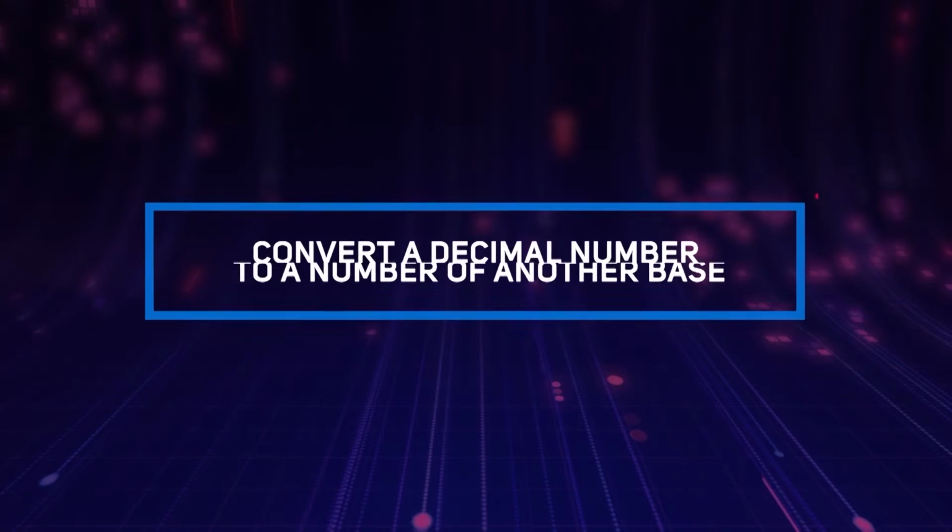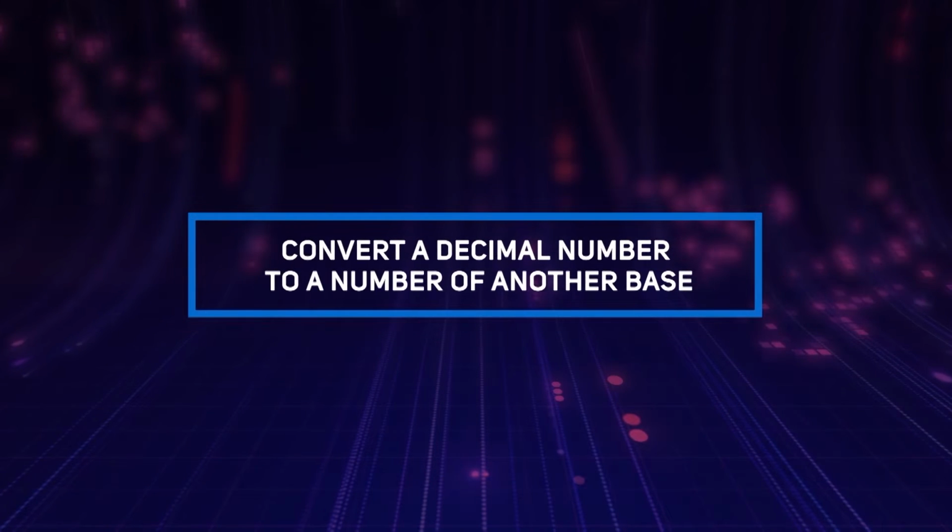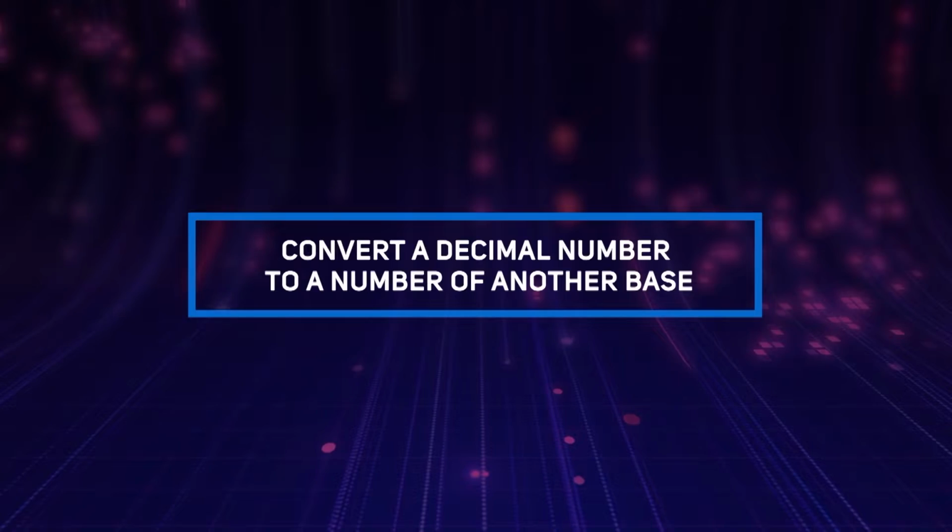Next, we will see how to convert a decimal number to a number of another base. The method we follow here is known as the division remainder technique. As the name indicates, we keep on dividing the number, storing the remainders aside. The process ends when the quotient becomes 0.